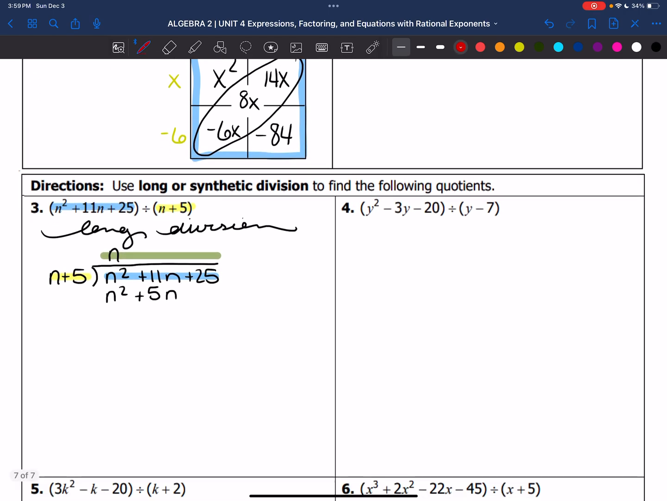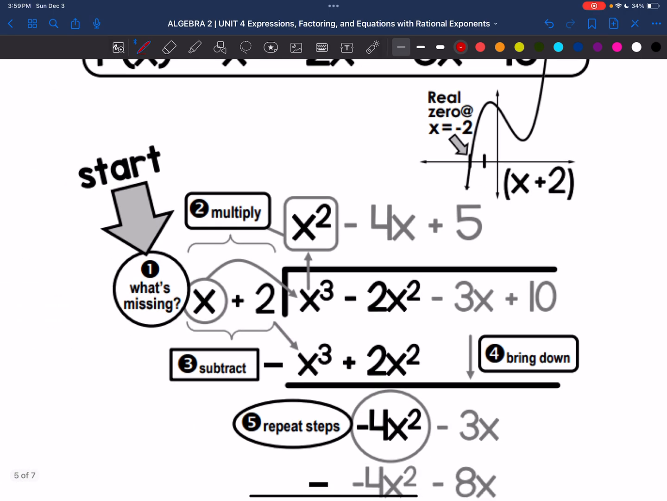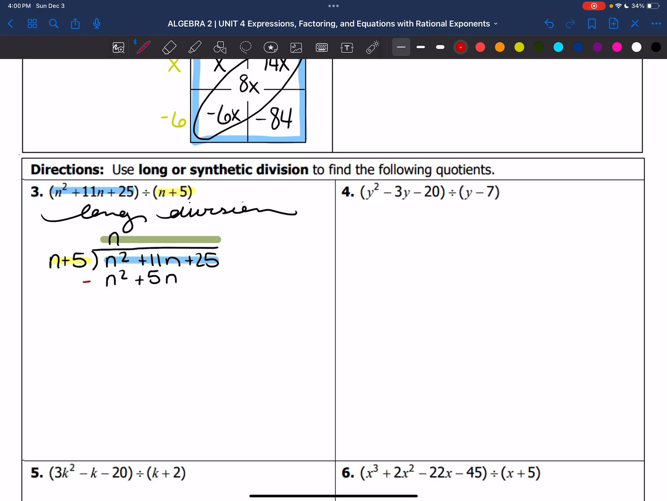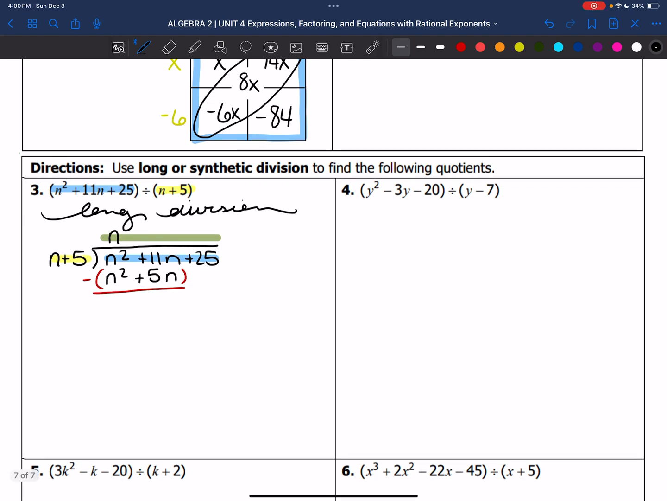Now, like we do with long division back in the old days, when we just had numbers that we were working to divide, not polynomials, step number 3 now is to go ahead and subtract. I like to show this in red because I don't want to forget to subtract both of those terms. The squared terms cancel, but 11n minus 5n is going to give me 6n. And step number 4 is to go ahead and bring down that next term. And then it starts all over again.